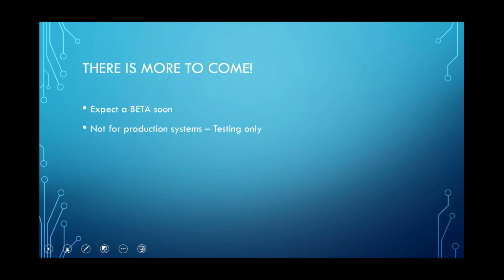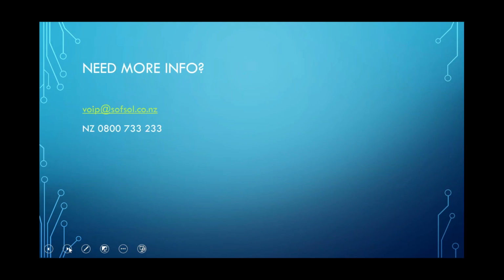So we do expect the beta soon. I imagine it's going to be fairly content rich given it's been more than a week. And of course, the big disclaimer, this isn't for production systems, this is for testing only. It's a nice way to get a sneak peek into upcoming functionality as well. And that's this little bite.